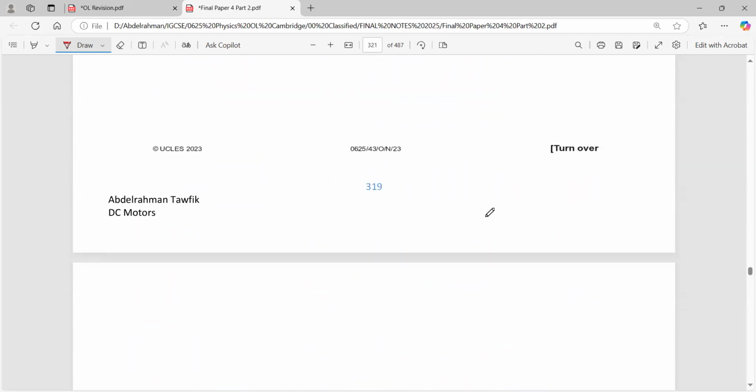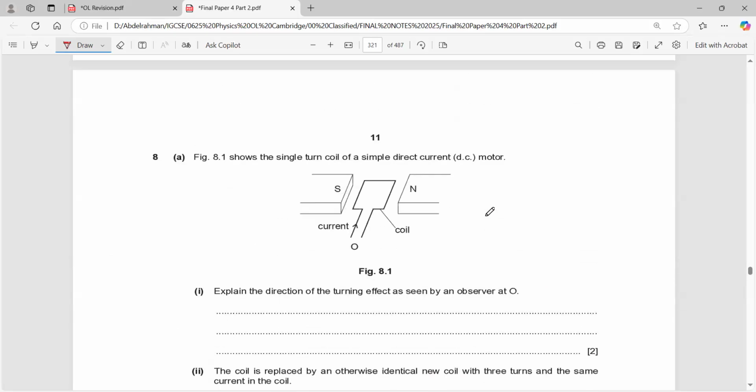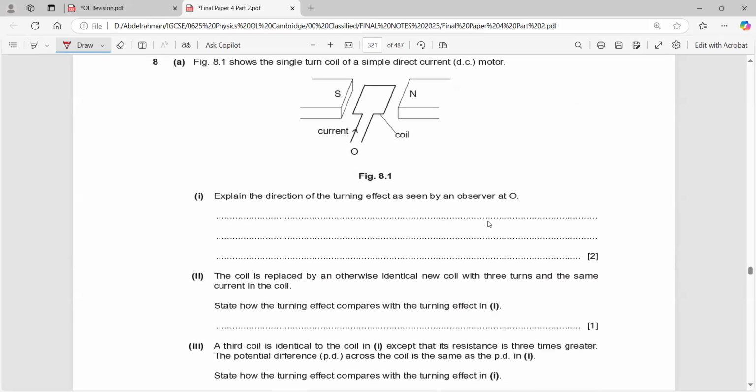DC motors, let's say page 319. We have a DC motor. It says that you have a DC motor, and to explain the direction of the turning effect as seen by an observer at O. In which direction will it rotate? We need to use Fleming's left hand rule.